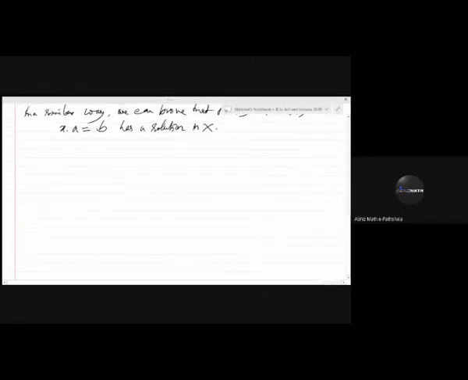So this proves that (X, ·) forms a group. So a finite semigroup, if it satisfies both the cancellation laws, then you are actually dealing with a group. Okay, fine.